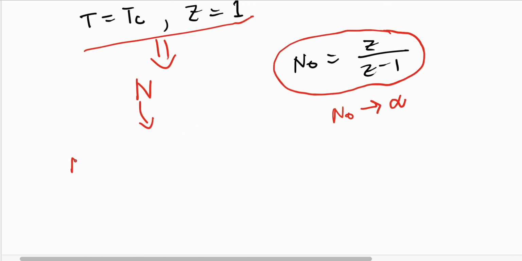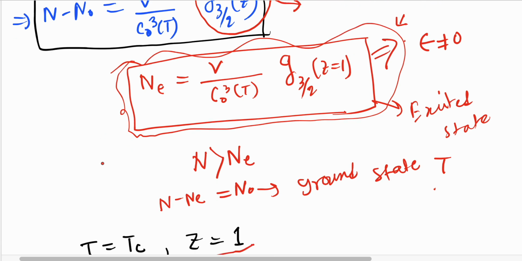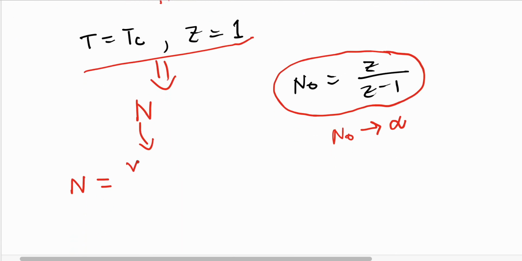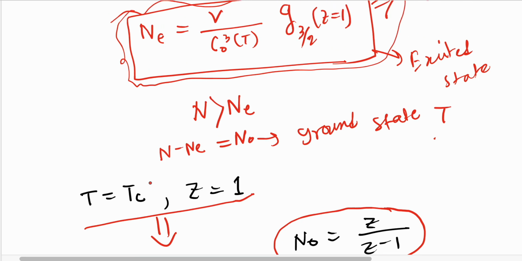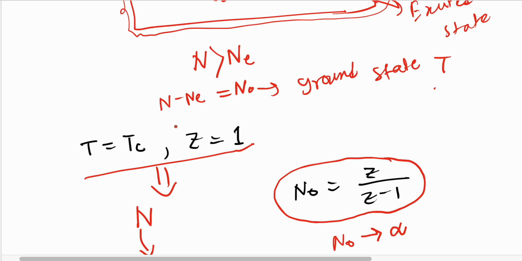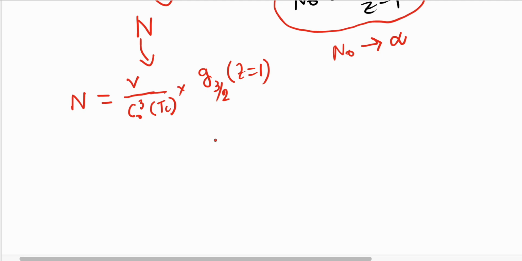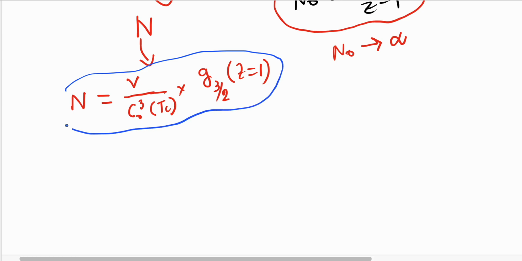So what will be the value of n then? The value of n will be V by C0 q Tc into Z3 by 2 at Z equal to 1. Now this is the total number of particles. So this will not change with time. This will be the total number of particles always.